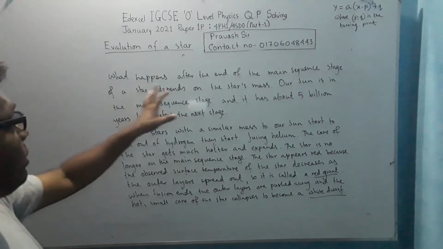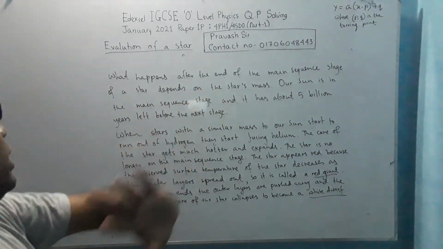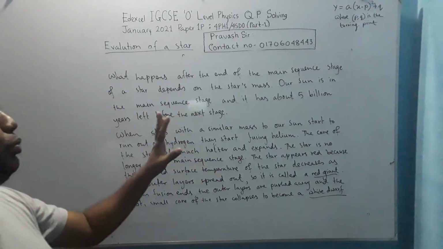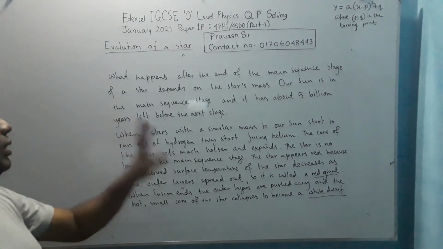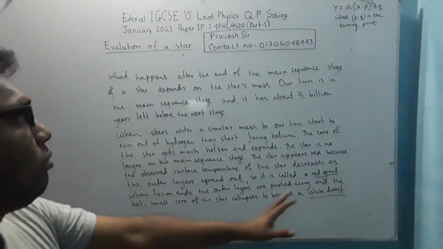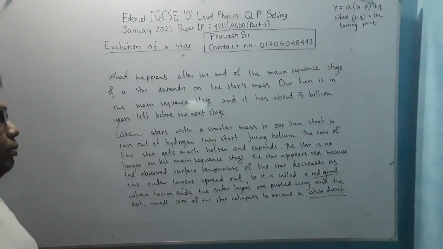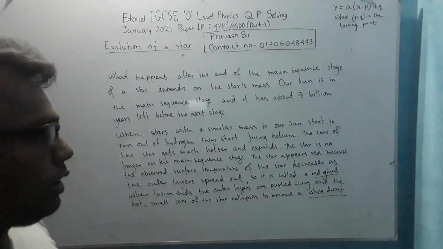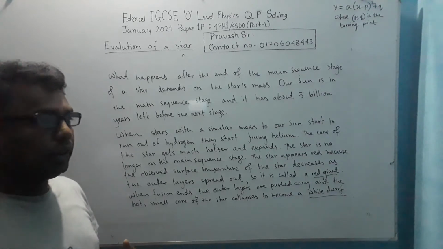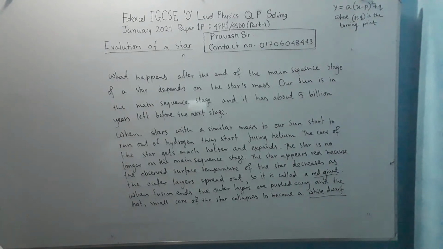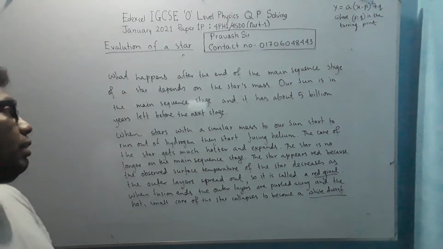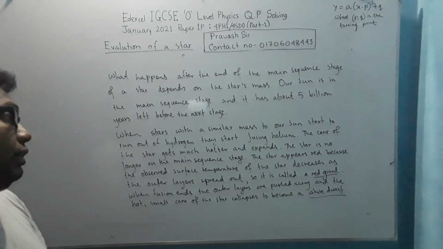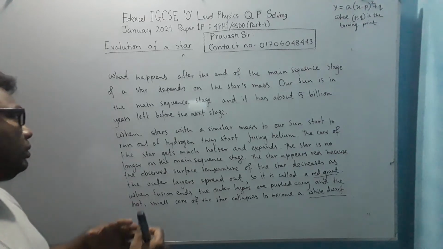What happens after the end of the main sequence stage depends on the star's mass. Our sun is currently in the main sequence stage and has about 5 billion years left before the next stage. So what's the next stage after the main sequence stage? It is called the red giant. How does it happen? Let's see.